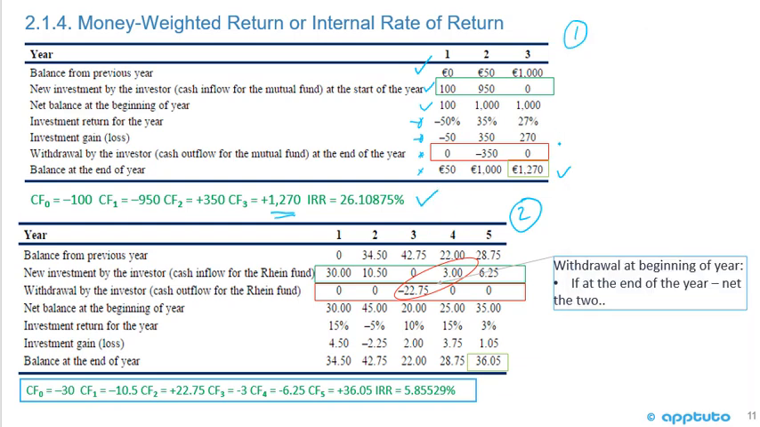Okay, so you can see here they have a cash flow. They're taking withdrawals at the end of the year, and here there was no new investment at the beginning. If that was the case, we would net them off for the cash flow. We're going to see a practice problem with that later.